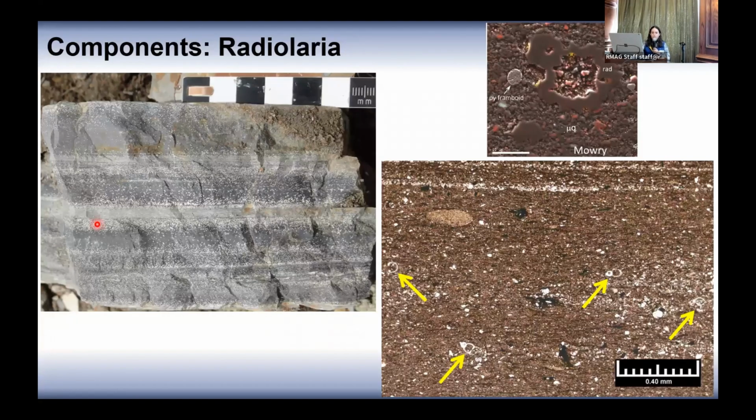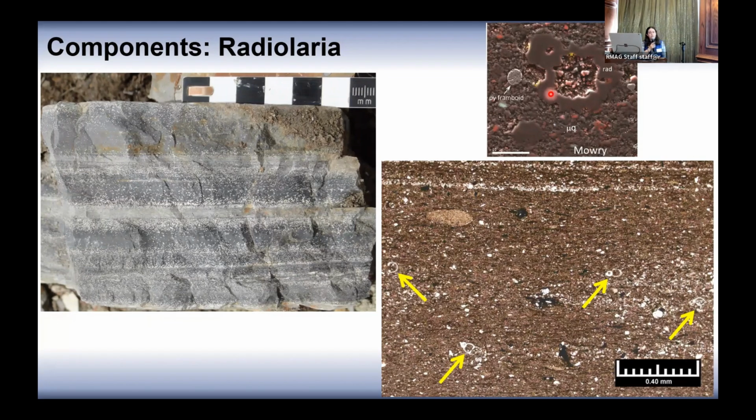In thin section, you can see them here in these oval to kind of oblong shapes right here, highlighted by these yellow arrows. And even in cathodoluminescence, you can see these remnants of radiolarian tests. And the dull color that you see here is how you know it's biogenic.